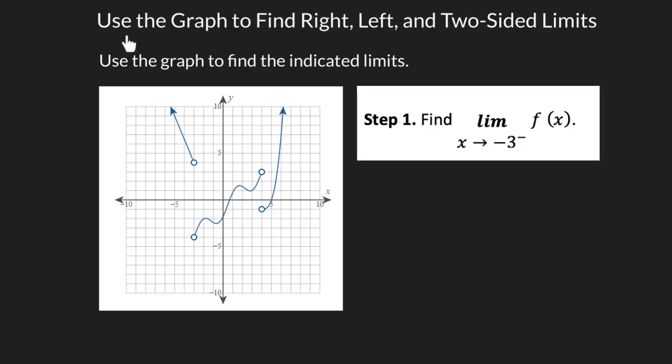In this example, we're going to use the graph to find the right, left, and two-sided limits. Use the graph to find the indicated limits. In step 1, we're going to find the limit as x approaches -3 from the left of f of x. We'll first start off by highlighting x equal to -3 on the x-axis.